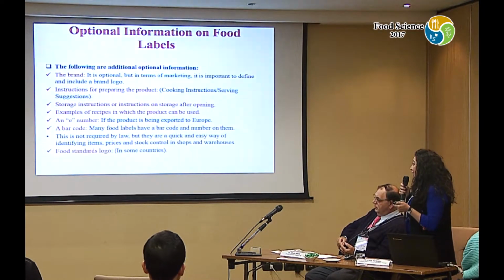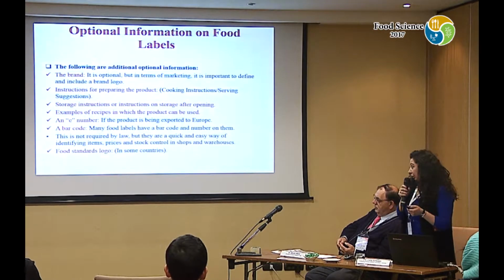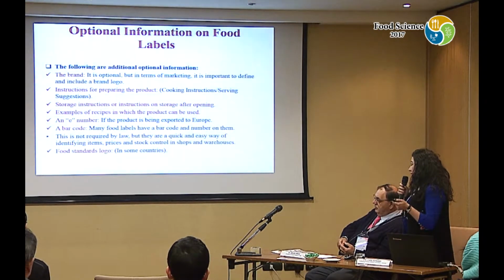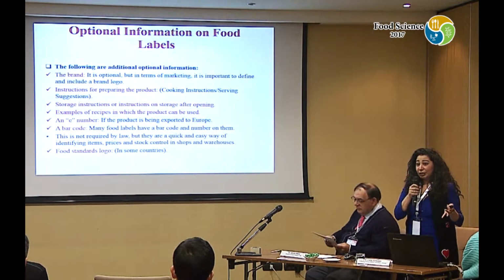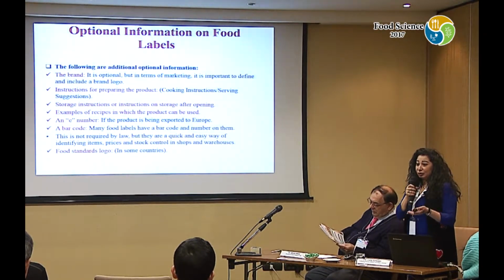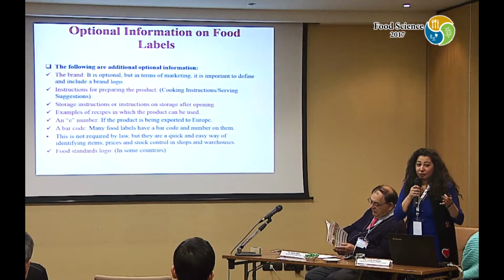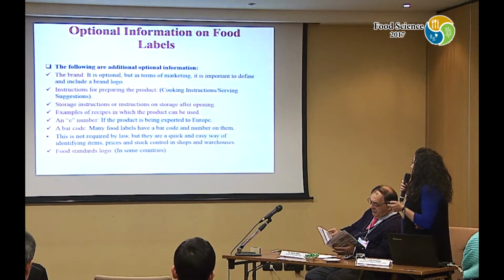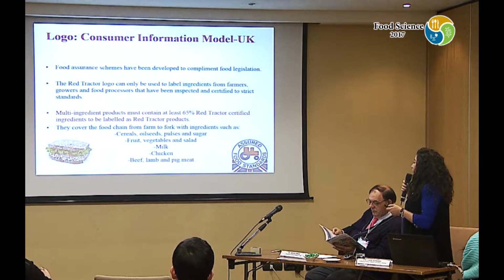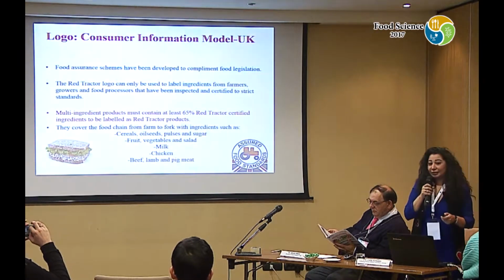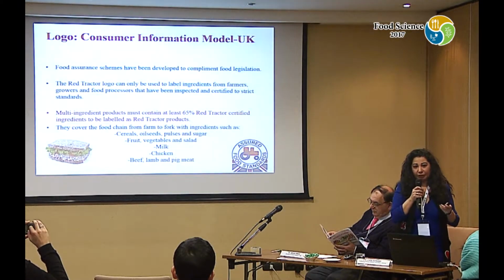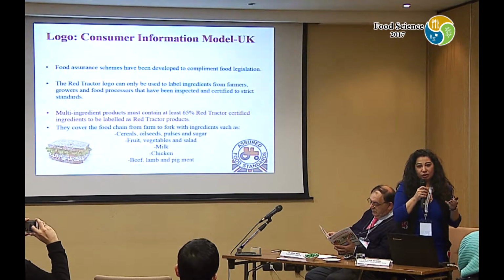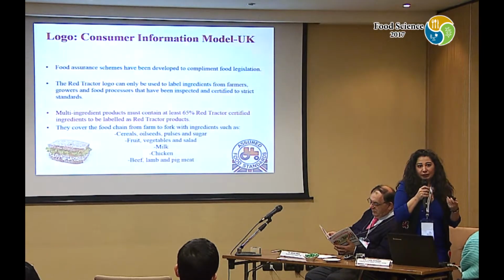Examples of recipes, any number if the product is being exported to the EU. A barcode is very good to identify, and nowadays even when you go shopping and you see barcodes, sometimes they scan your shoes or your shirt to see whether you have the right size or not. So barcodes are very common now, and food standards logo in some countries. This is a very interesting logo. It's called the Red Tractor logo. It's not something international, it's just in the UK. So they came up with an idea that they want to specialize in something, to say that their ingredient or their product is healthier.